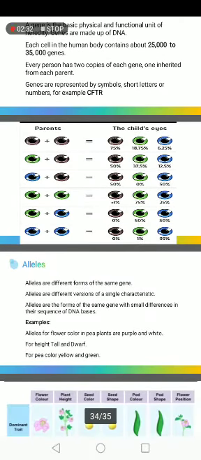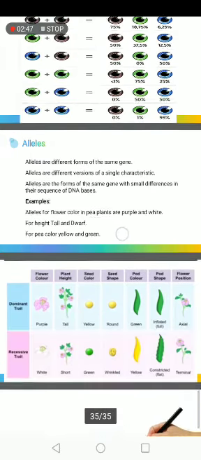For example, here both parents have brown eyes, then the result is their child's eyes have a 75% chance of being brown, 18% chance of green eyes, and 6.25% chance of blue eyes, and so on.